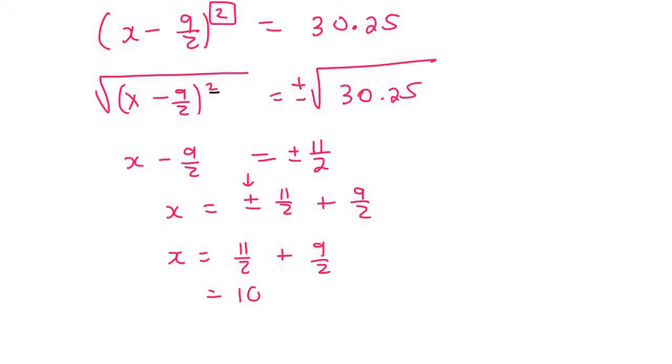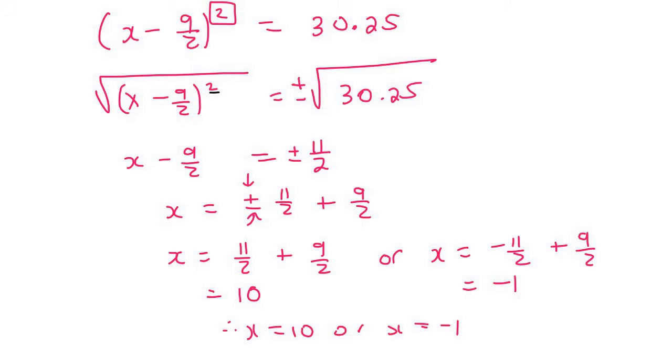And that's going to eventually give you 10. Or you could say x is going to be the negative option, which is going to be minus 11 over 2 plus 9 over 2. And that's going to give us negative 1. And so our two answers are going to be x is equal to 10 or x is equal to negative 1.